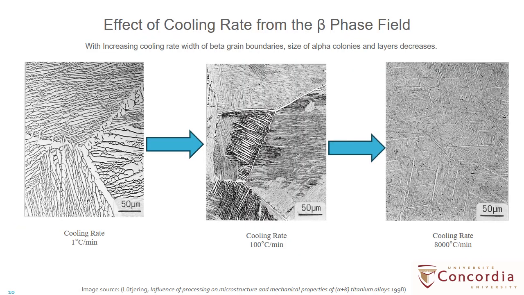Cooling effect. Cooling rate of the beta phase is crucial as it determines the key features of lamellar microstructures, including the size of alpha lamellae, the width of grain boundary alpha layers, and alpha colonies. As shown in the figure, higher cooling rates lead to reduction in the size of alpha colonies, width of the beta grain boundaries, and alpha layers.